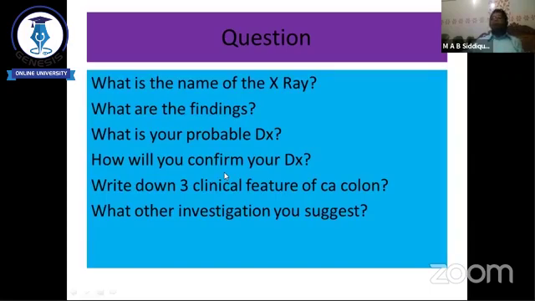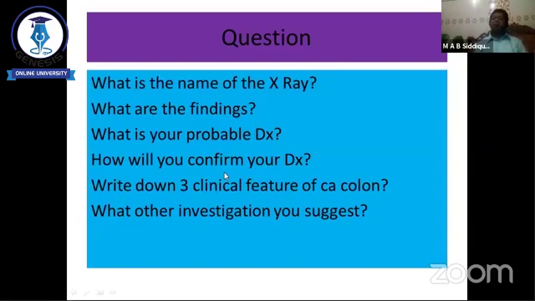Write down three clinical features of carcinoma colon. Actually, there is some difference between right-sided colonic carcinoma and left-sided colonic carcinoma. Usually, right-sided colonic carcinoma presents with lump, anemia, anorexia, asthenia, and left-sided colonic carcinoma usually presents with per rectal bleeding, incomplete evacuation, intestinal obstruction. These features are more common in left-sided colonic carcinoma. So there is a difference between the clinical features of right-sided and left-sided colonic carcinoma.